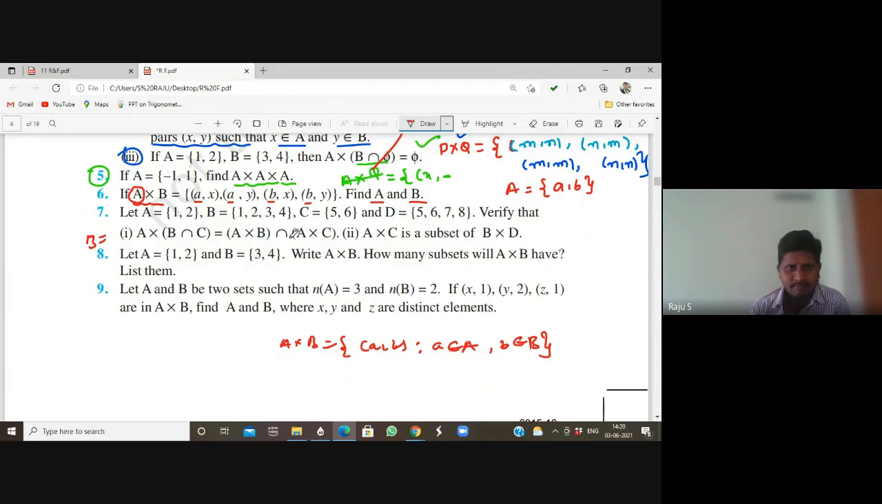Next. Is question number 6 clear? Let's go for question number 7. What they're asking here: A is equal to {1, 2}, B is equal to {1, 2, 3, 4}, C is equal to {5, 6}. So A, B, C, D are four non-empty sets they have given. Verify that A cross (B intersection C) is equal to (A cross B) intersection (A cross C) or not.